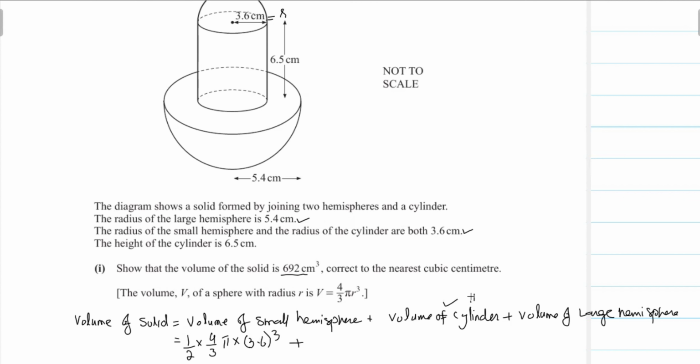Next is the volume of cylinder. The volume of cylinder is equal to pi r square h. Therefore, we write pi into radius of both hemisphere and cylinder is same. Therefore, we write 3.6 whole square into height. Height is 6.5 centimeter plus volume of large hemisphere. Therefore, we write the formula of hemisphere is 1 over 2 into 4 over 3 into pi into r cube. R is 5.4 and therefore 5.4 cube.